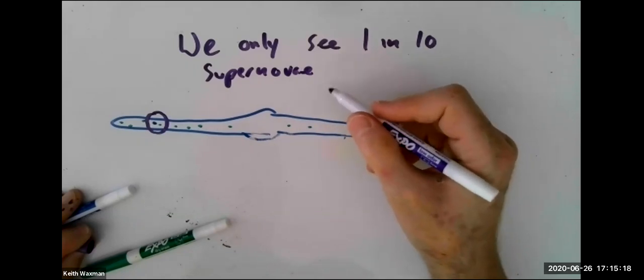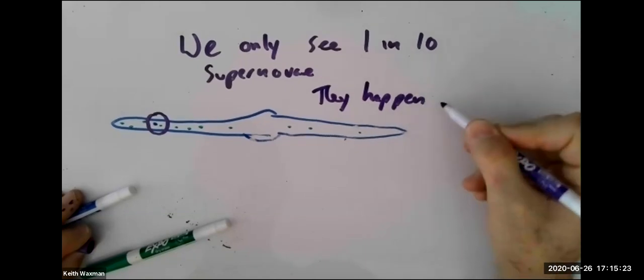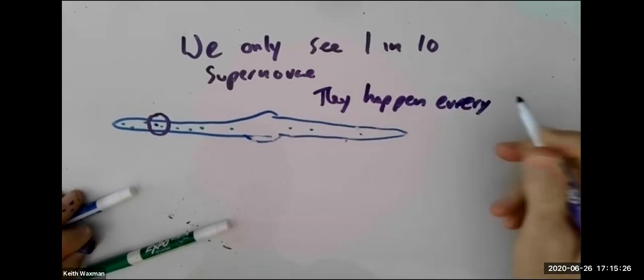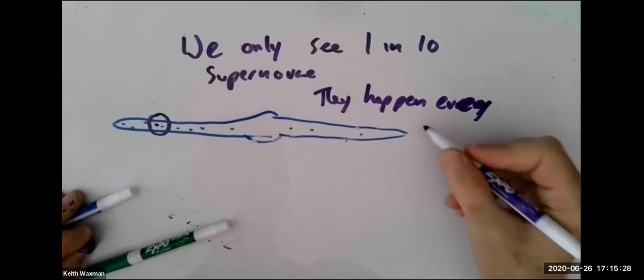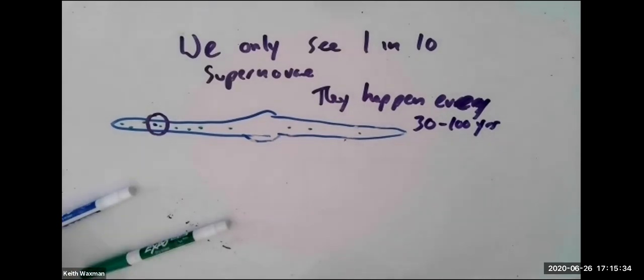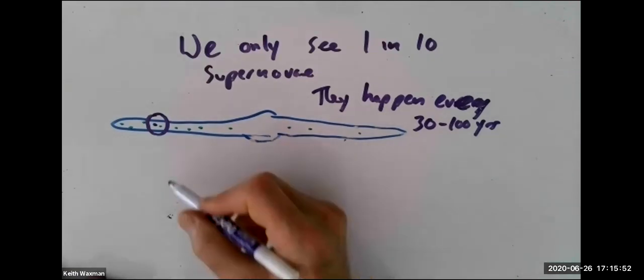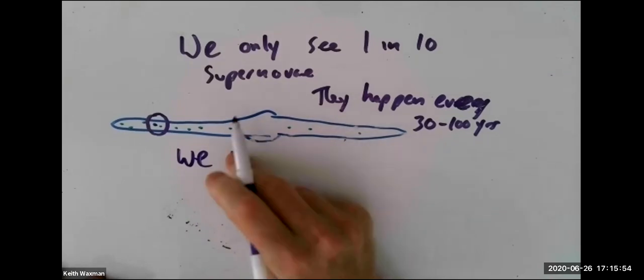So we think they happen about every 30 years, even though they happen every, let's say, 30 to 100 years. If they happen every 30 to 100 years, and we only see about 1 in 10, we're only seeing them about every 300 years. I mean, we might see 1 in 5, but probably 1 in 10. So we see them on average about every 300 years or so in our galaxy, but we think in other galaxies we might see them every 30 years. So we don't see them much in our galaxy. We see more in other galaxies.